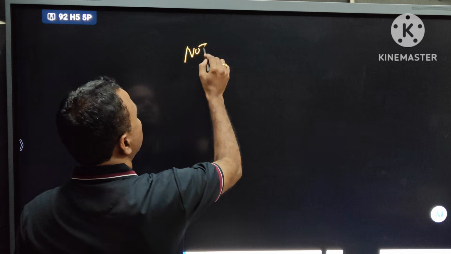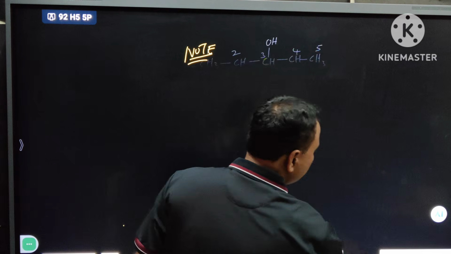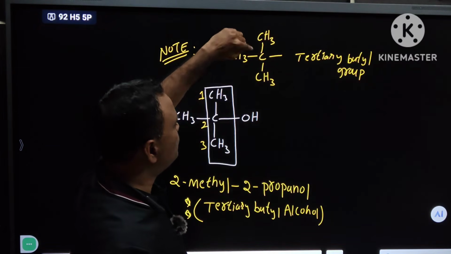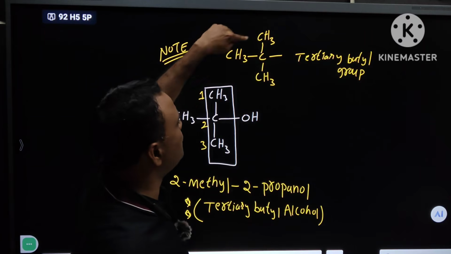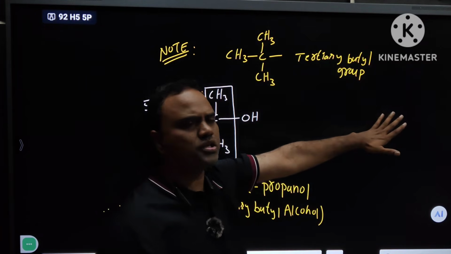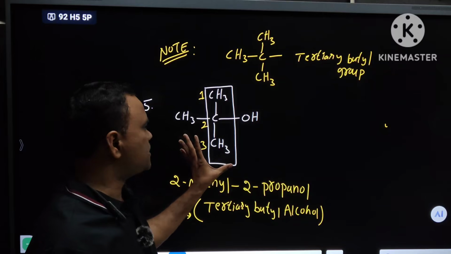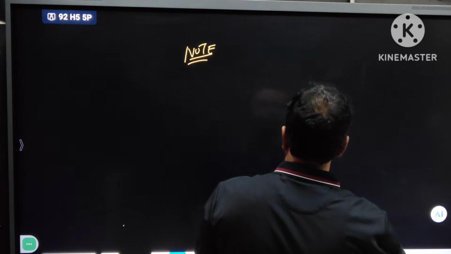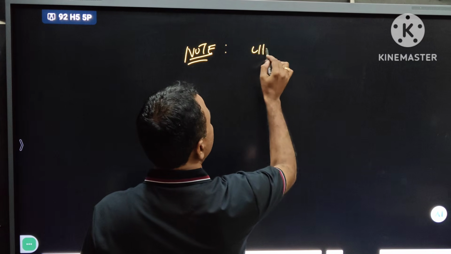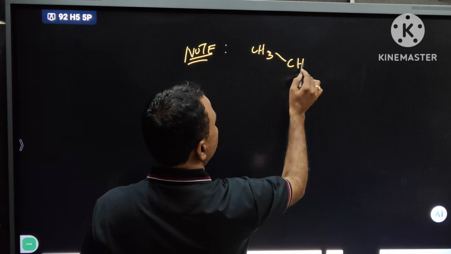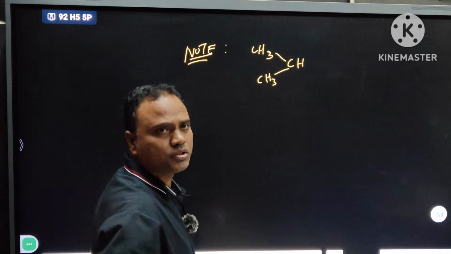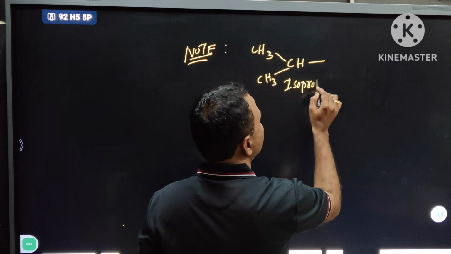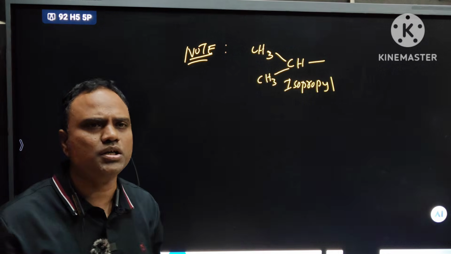Next I am giving another group. You know about the tertiary alkyl group? What is a tertiary alkyl group? Tertiary butyl group: if 1 carbon is surrounded by 3 methyls, the total group is called the tertiary butyl group. This is tertiary butyl alcohol. Similarly, I am giving another important alkyl group. If 1 carbon is surrounded by 2 methyl groups, that is called the isopropyl group.